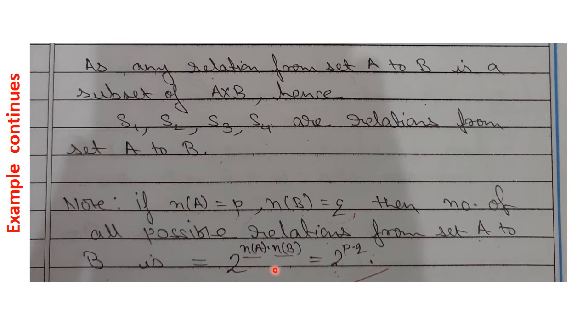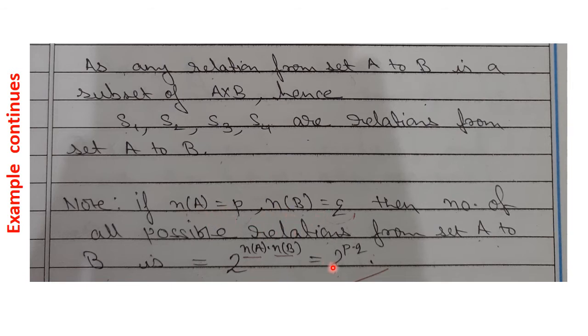So we know that if a set has m elements, then the number of subsets that set will have is equal to 2 to the power m. So here, as we know, every subset of A cross B will be a relation from set A to B.